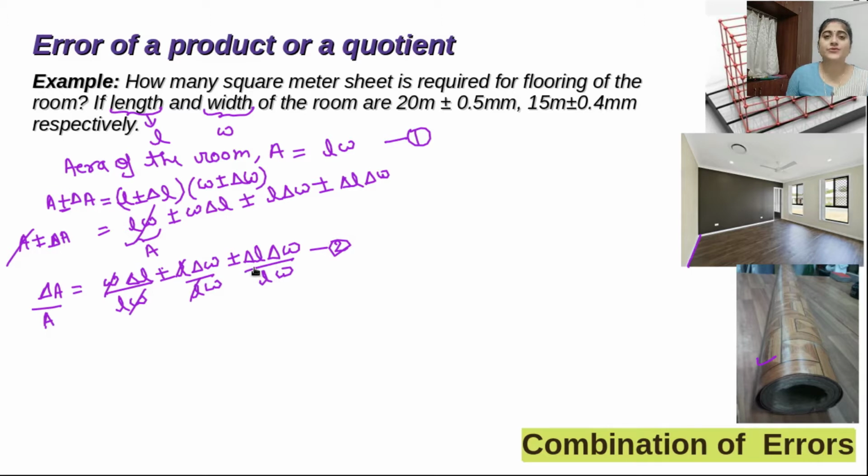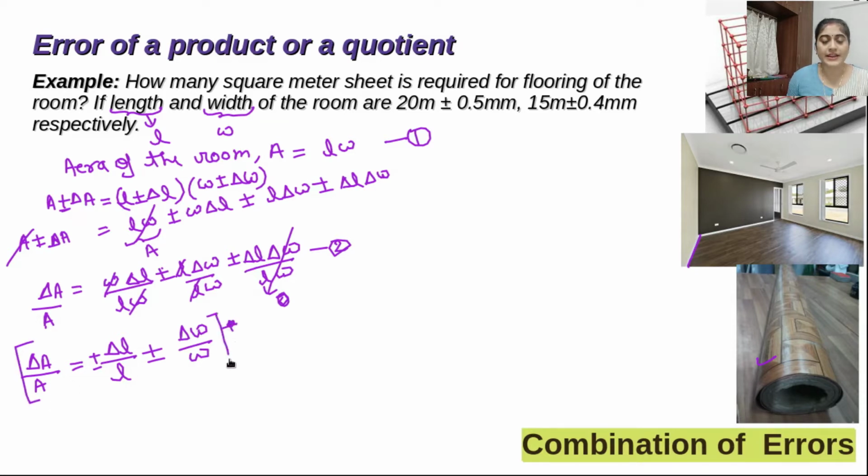Here we know delta L is very less and delta W is also less. If two small quantities are multiplied, the result becomes very less, and we are dividing it by L into W, so this value is very small in comparison to the other values. So we can say this goes to 0. So delta A by A equals delta L by L plus minus delta W by W. So this will be the final one.